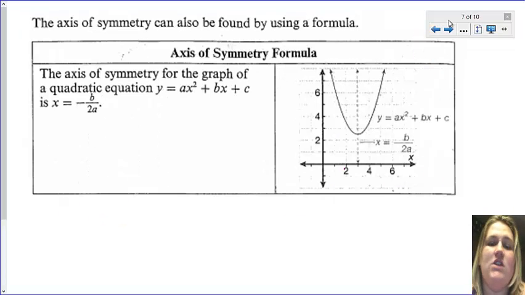Axis of symmetry can also be found by using a formula. The axis of symmetry for a graph of a quadratic equation y equals ax squared plus bx plus c, where my coefficients are a, b, and c, is x equals the opposite of b over 2a. So you take b, the opposite, so if it's a positive, you turn it to a negative. If it's a negative, you turn it to a positive, and then 2 times a.